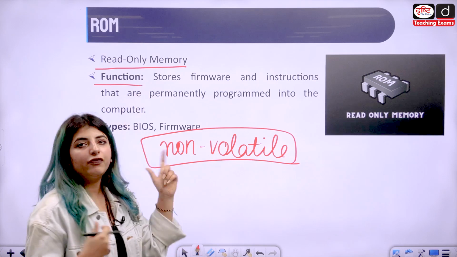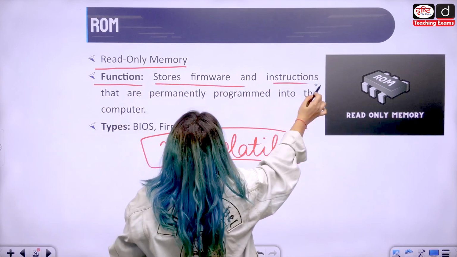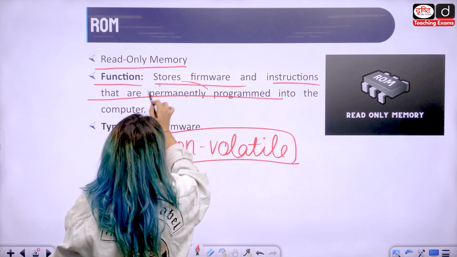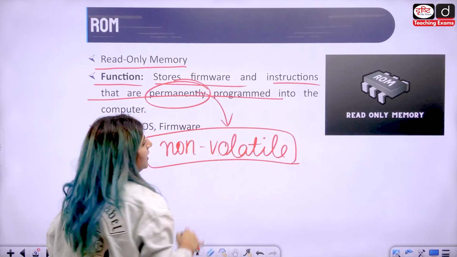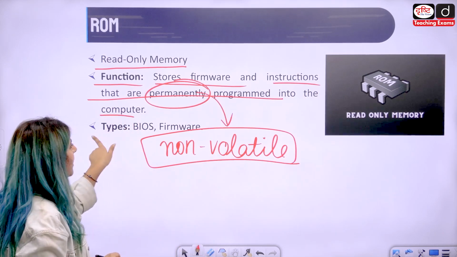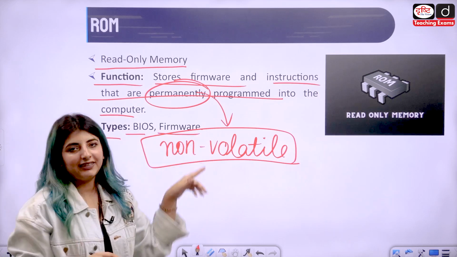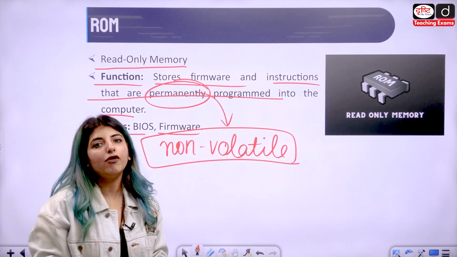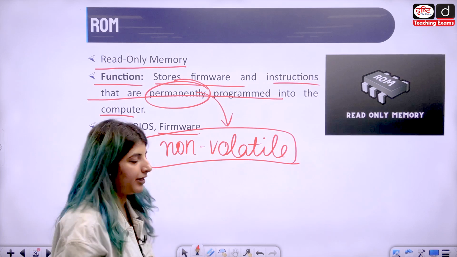So what is the function of a ROM? It stores firmware and instructions that are permanently programmed into the computer. It is permanent, hence it's non-volatile, right? Types are BIOS, firmware, etc. These are certain types of the ROM chips, the ROM memory.